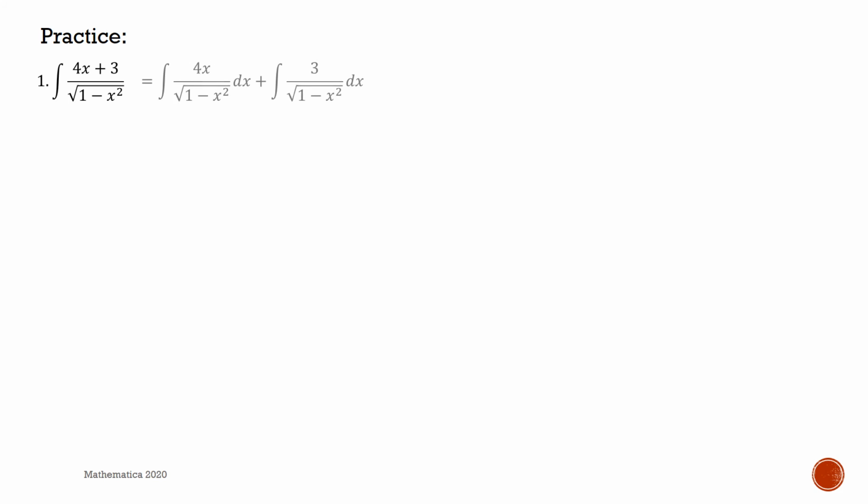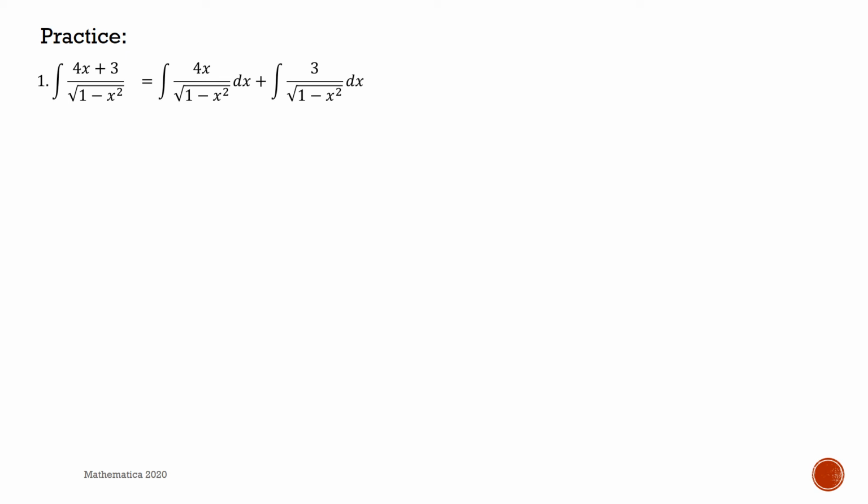So the first thing I'm going to do is break this up into two separate integrals. And there's a reason why I'm doing this. If I take a look at the 1 minus x squared, and I were to take the derivative of that, I would end up with negative 2x. And I have a 4x. So something seems to be missing. I need to modify a little bit for the first one.